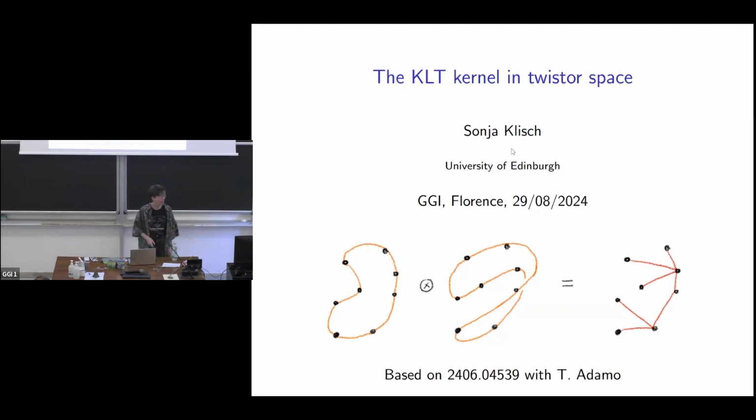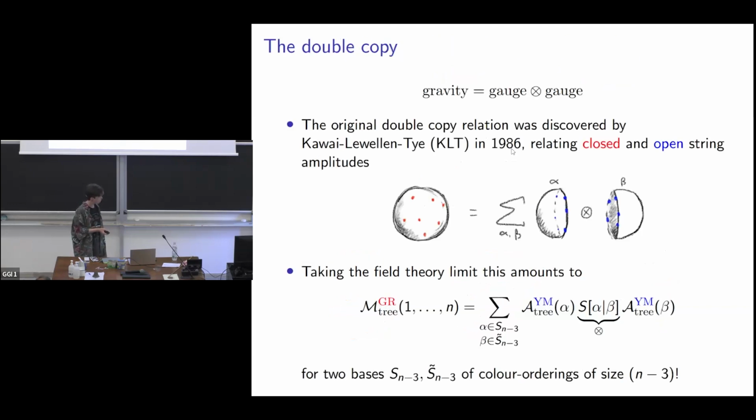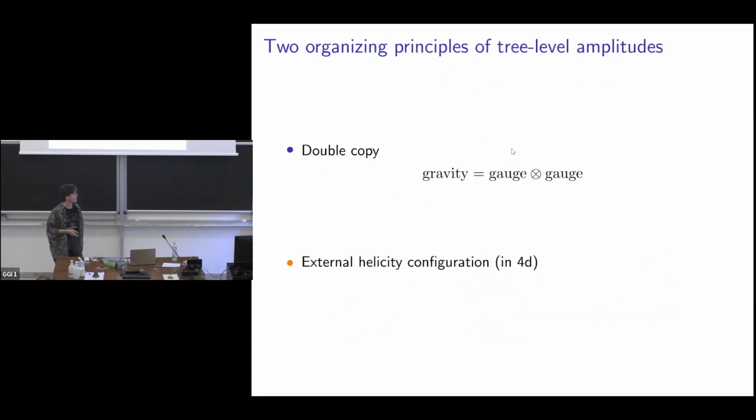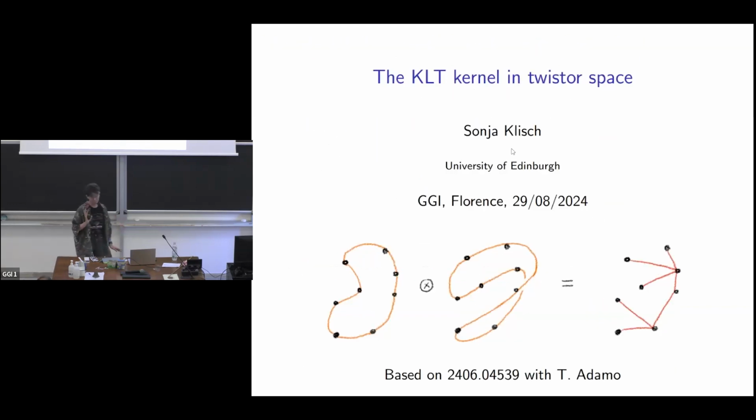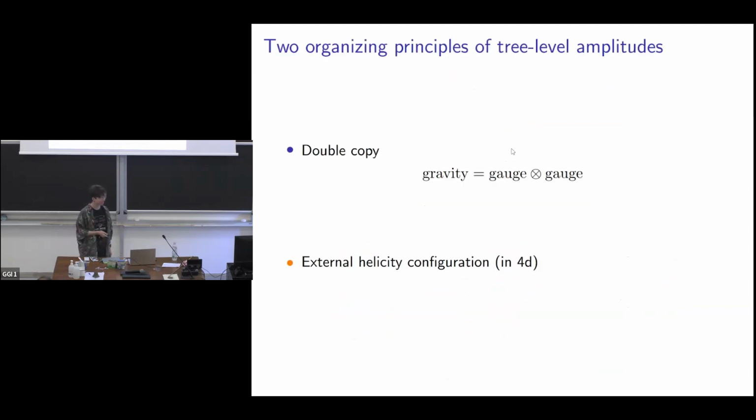Today I'm going to be talking about a recent paper I have out with my supervisor, Tim Adamo, on the KLT kernel in twistor space. The point of this paper was to connect two different ways of organizing scattering amplitudes at tree level. So my entire talk will just be about tree level scattering amplitudes.